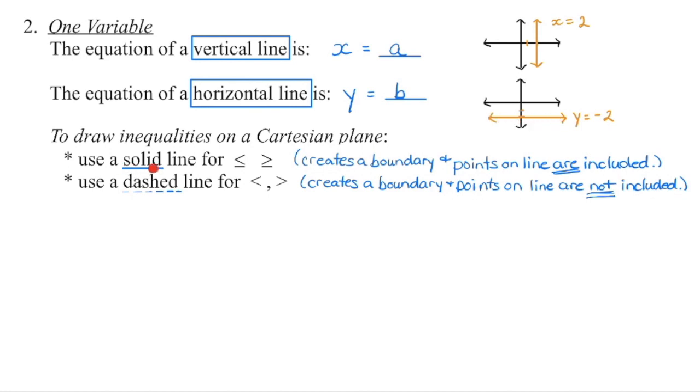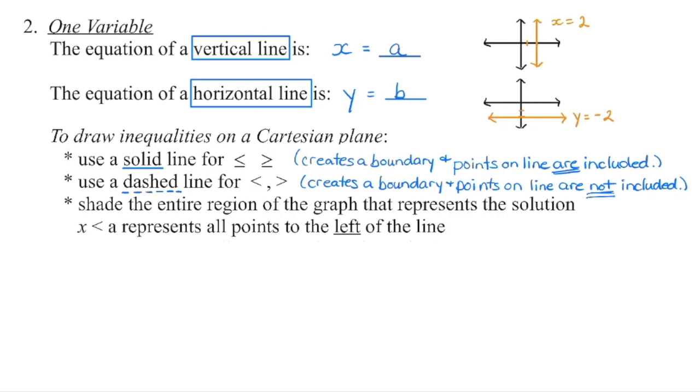A solid line is now going to replace that closed circle. It's going to show that all points on that line are going to be included in the solution. A dashed line is going to replace that open circle. All points on that line are not going to be included in the solution. We're then going to shade the region of the graph that contains our solution set.